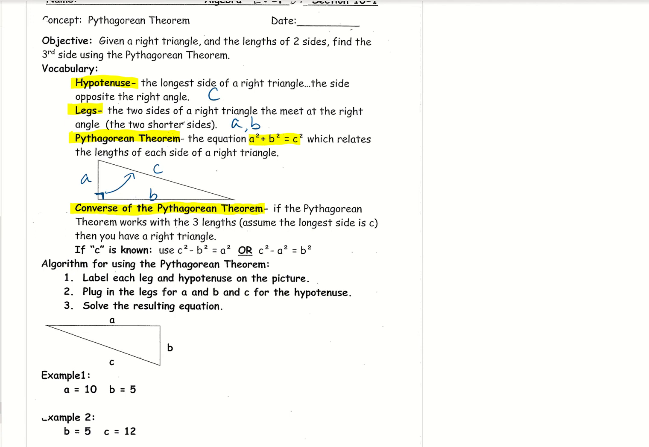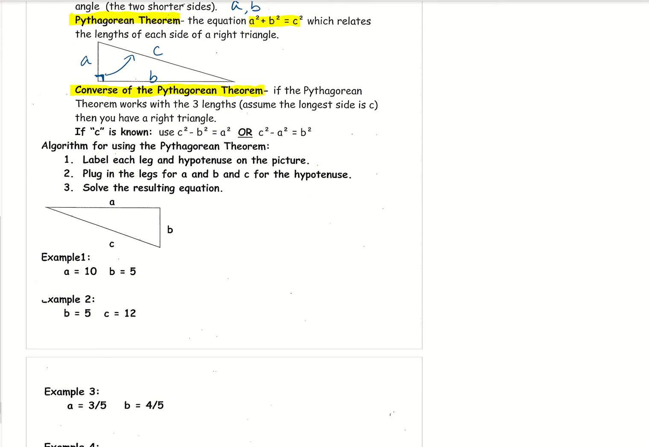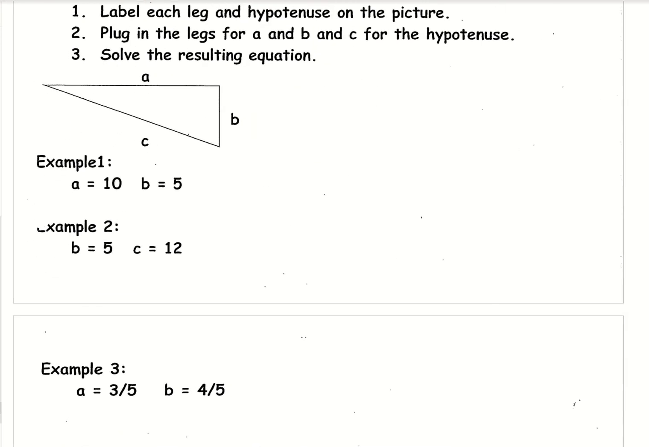So in order to use the Pythagorean theorem, we'll just go ahead and jump into that. If we look down here at example 1, we have a equals 10 and b equals 5. The Pythagorean theorem, like we said earlier, is a squared plus b squared equals c squared. Then we can plug in our numbers for the variables. A is 10, and b is 5, so we put 5 in for b, equals c squared.